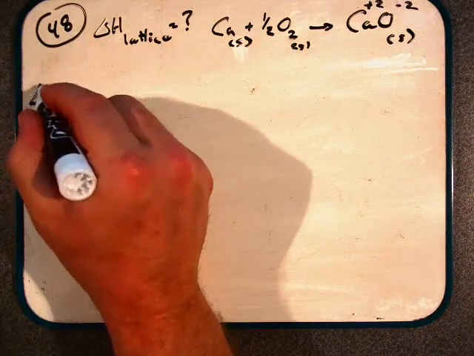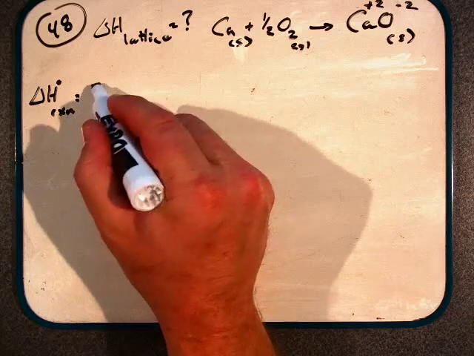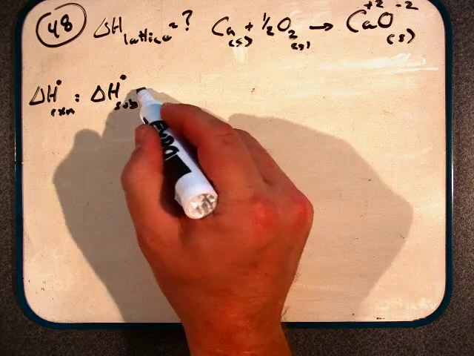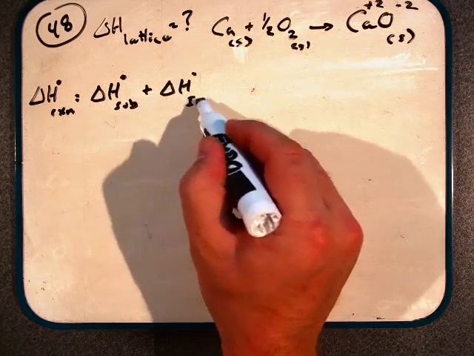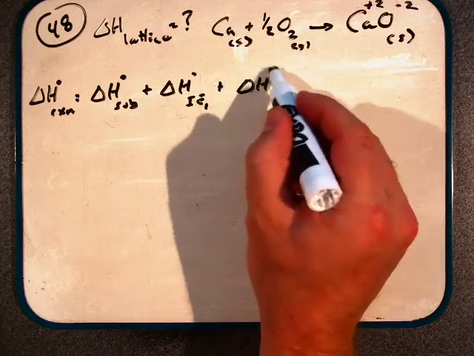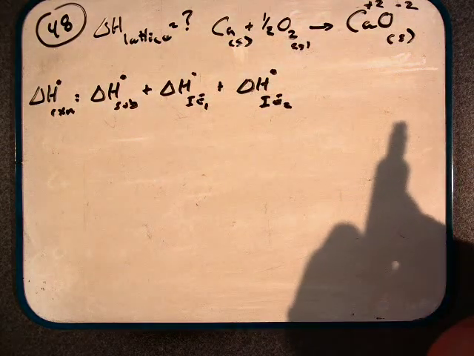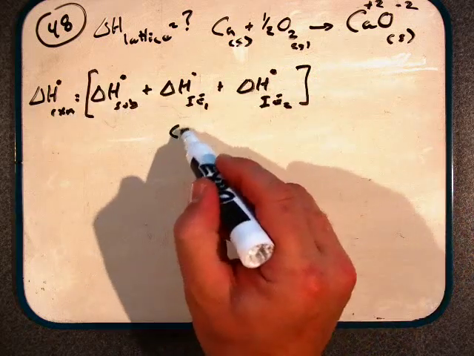our delta H of reaction would be equal to the delta H of sublimation for the calcium, the delta H for our first ionization energy of calcium, plus the second ionization energy for calcium. And so that is really now all talking about our calcium.